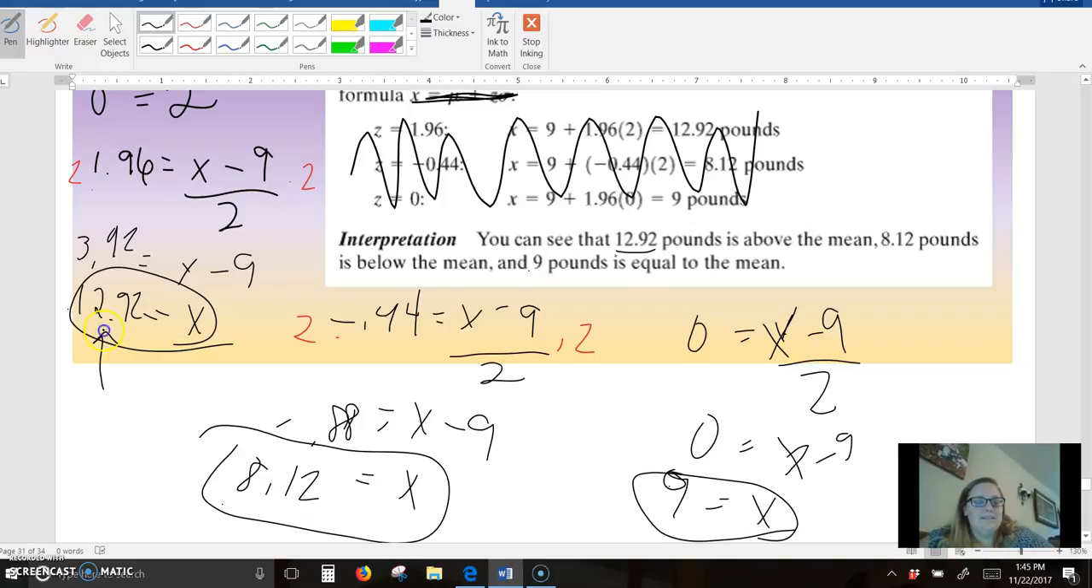So this would be a cat weighing 12.92 pounds, which is almost 2 standard deviations above the mean. Here, a cat comes in weighing 8.12 pounds, and that is 0.88 standard deviations down, negative. And this is a cat that comes in weighing 9 pounds, and they weigh exactly the same as the mean.